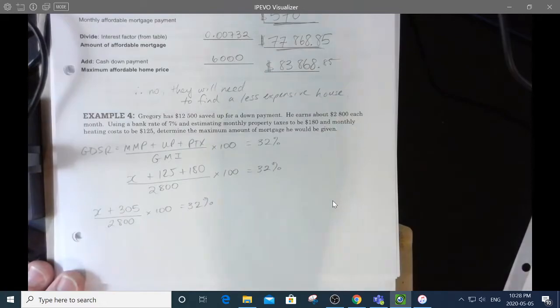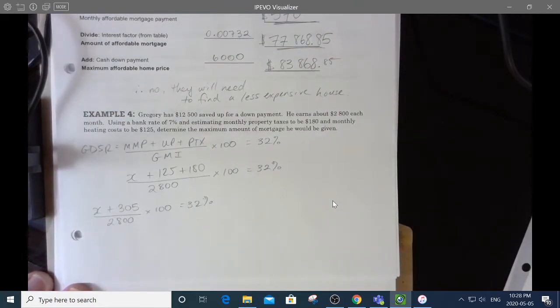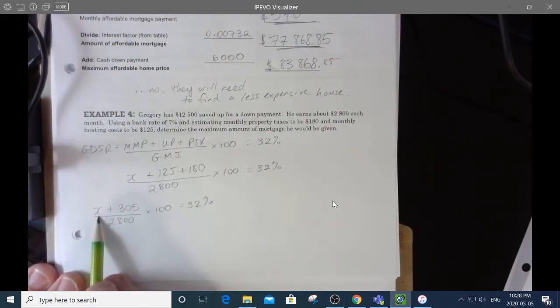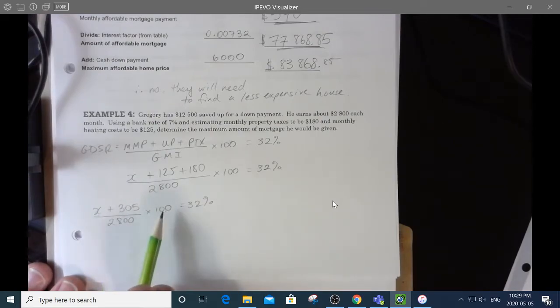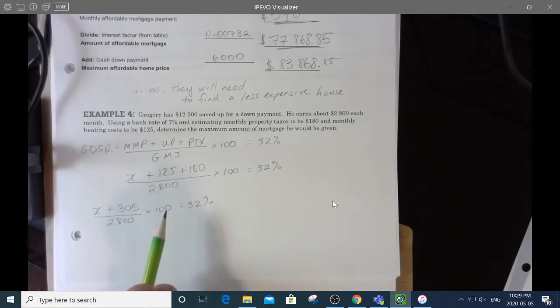Okay, now the basics of algebra. How do you get this X isolated? Well, think of X as being a number that, if you follow BEDMAS, is being added to this, then divided by that, then being multiplied by that. You have to undo those three steps, and you have to undo them in the opposite order.